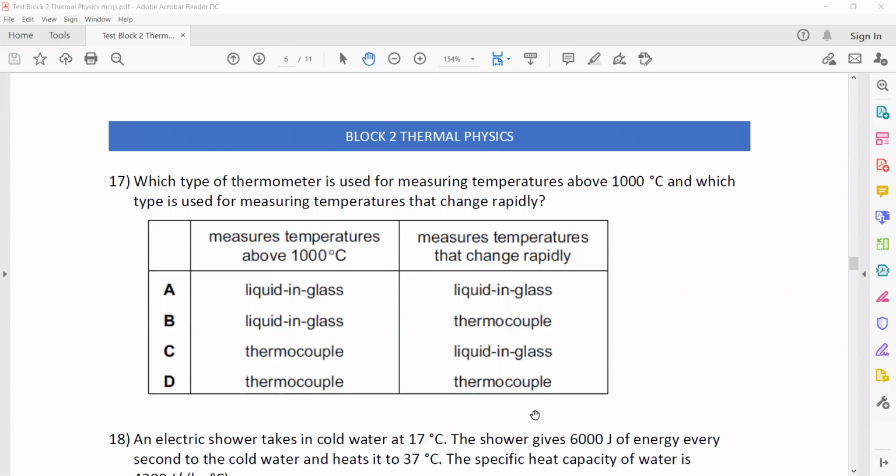Which type of thermometer is used in measuring a temperature above 1000? In a liquid-in-glass thermometer, the liquids we use, mercury and alcohol, have a boiling point less than 1000. So if the temperature is 1000, it will convert these liquids into vapor, so we cannot use them. A thermocouple is the best, and for measuring a temperature change that is rapid, fast, quick acting, a thermocouple is also suitable. So in both cases, a thermocouple is suitable.